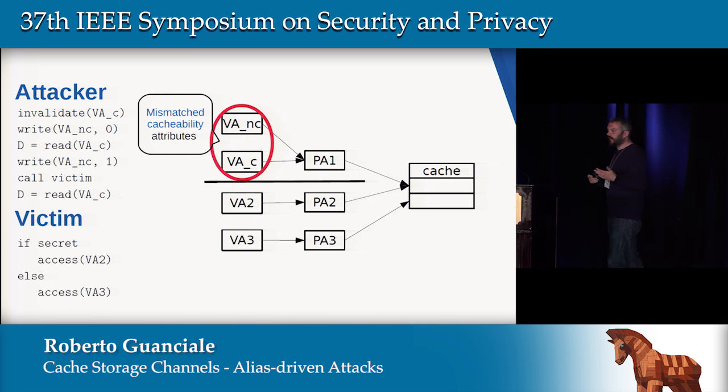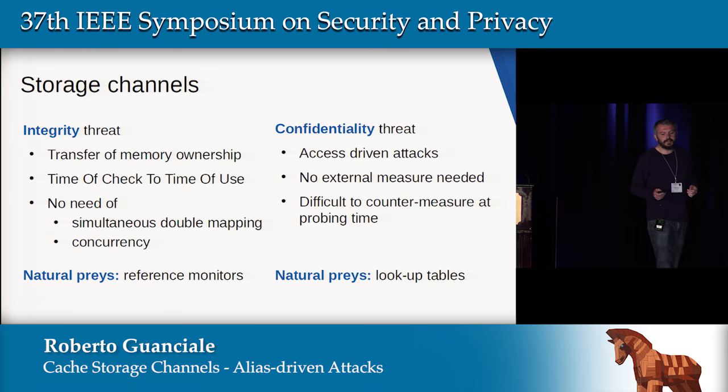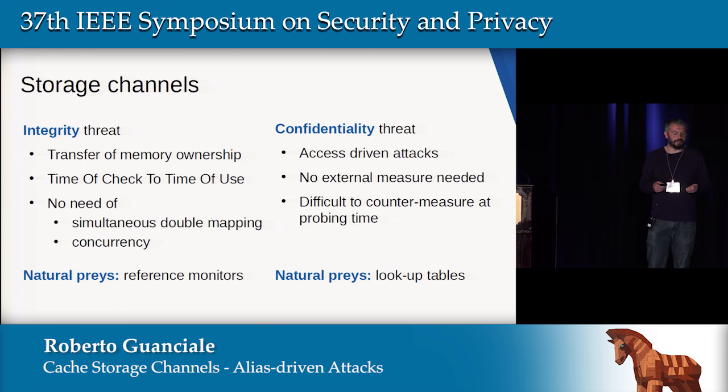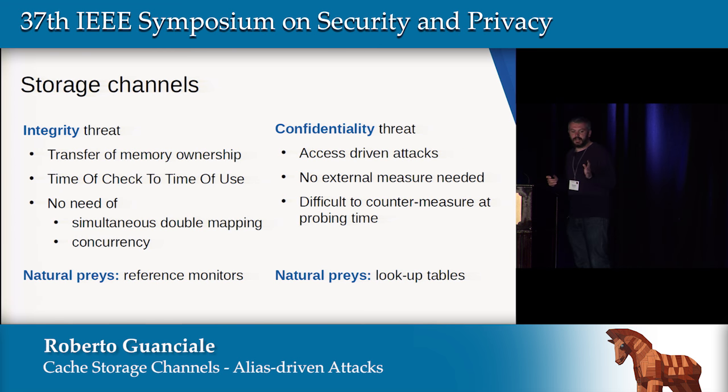So in this case, the attacker can probe which cache line has been evicted by the victim and discover if the secret variable was 0 or 1. This clearly opens a confidentiality threat and can be used to build access-driven attacks, attacks where the attacker measures the eviction over the cache performed by a victim. So these are not new attacks. In the literature, there are several access-driven attacks, mainly on crypto services.